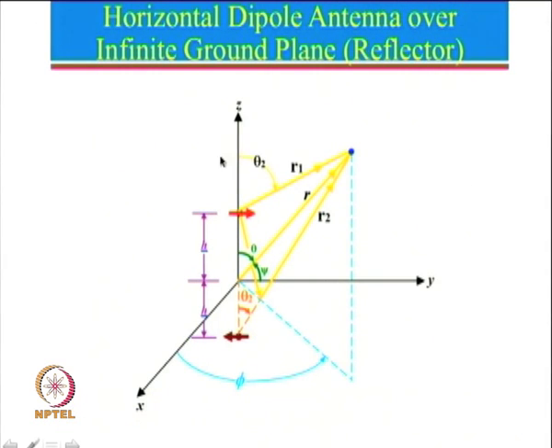Now, here is a situation where there is a horizontal dipole antenna over an infinite ground plane. So, again the infinite ground plane is put in the xy plane, x and y, and z is perpendicular. So, here is a dipole antenna. In this particular case you can see that the image is on the opposite side. You can see this similarity in a simple way.